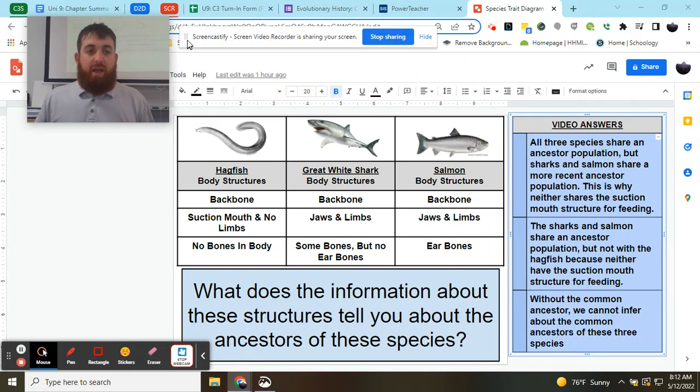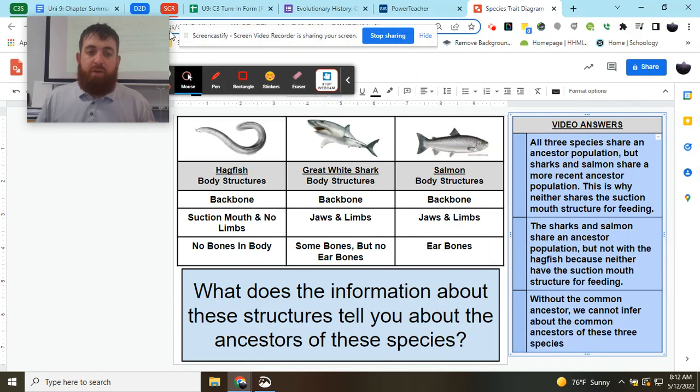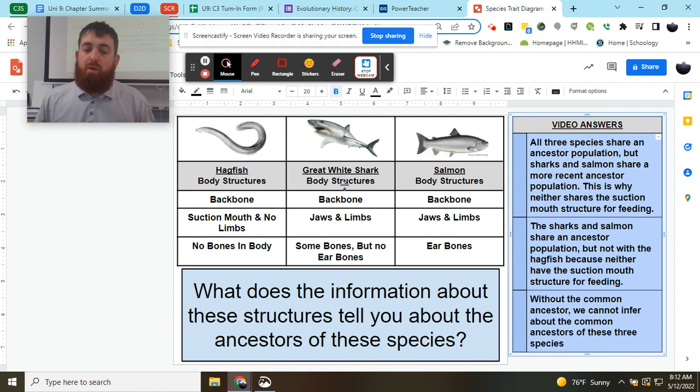Hey everybody, Mr. Regan here, and we're looking at the last question in our review that has us looking at this table where we compare these three species from our diagram and the body structures that we see. So looking at the diagram, we have to ask ourselves, what does the information about these structures tell us about the ancestors of these species?